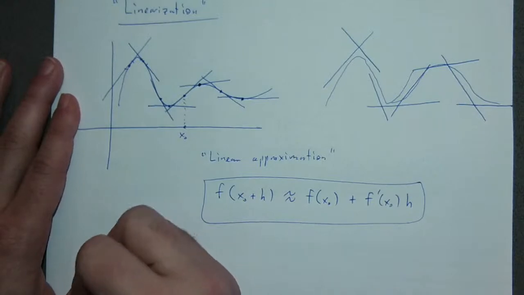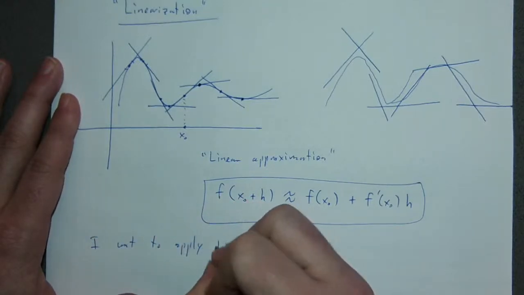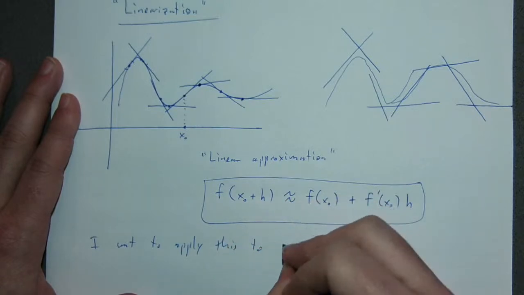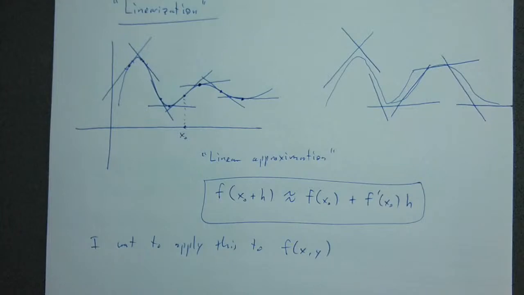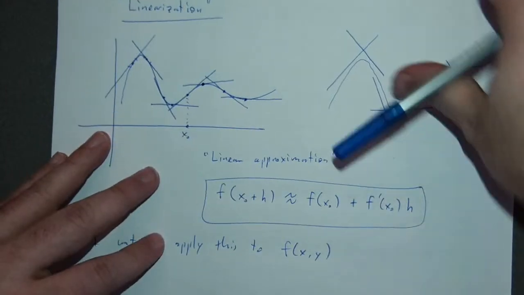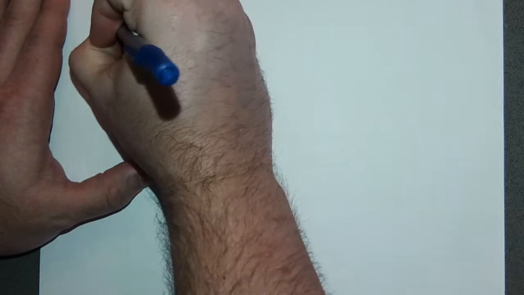So I want to apply this to a function of two variables. Okay. So how do I do that? This is the notion of tangent plane approximation. So linearization or linear approximation was tangent line approximation. This is a tangent plane approximation.